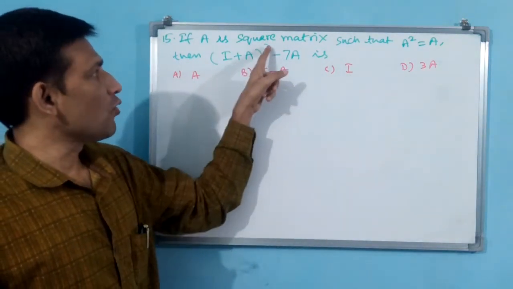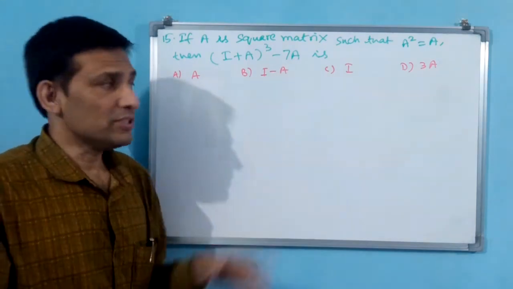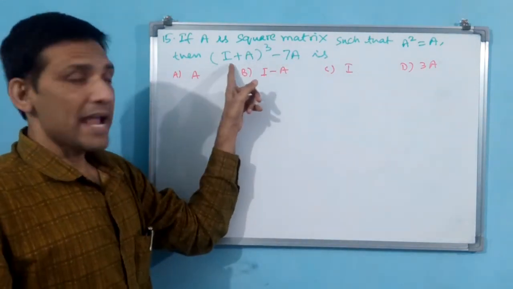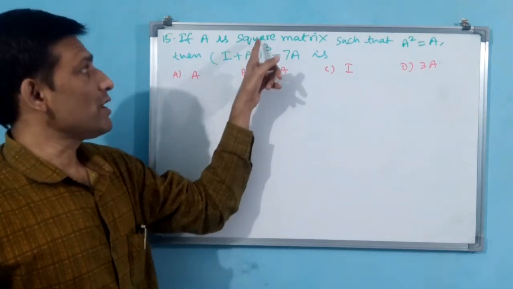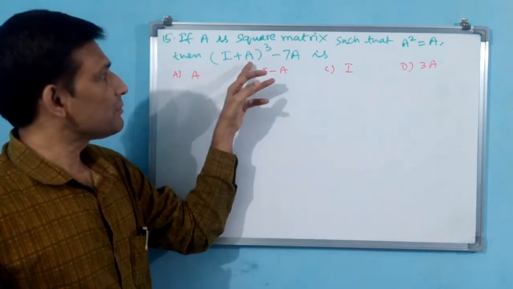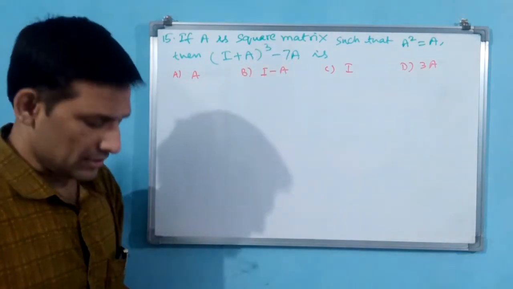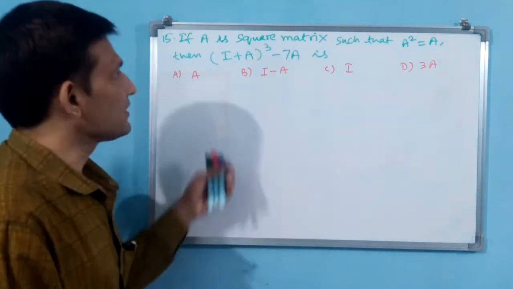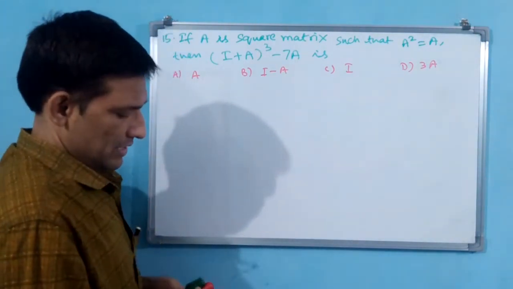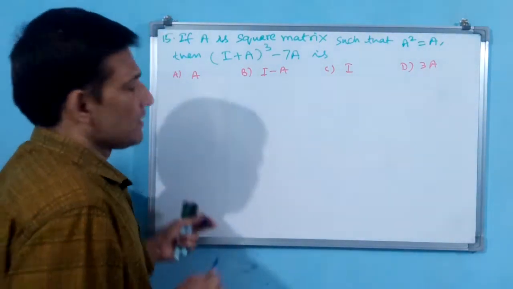Then (I plus A) whole cube minus 7A is what? You see, 7A means 7 into A, but we don't know what that A is. We know I is the identity matrix, and I square is also I. Let us do the calculation and we will get this answer. See what I am doing.